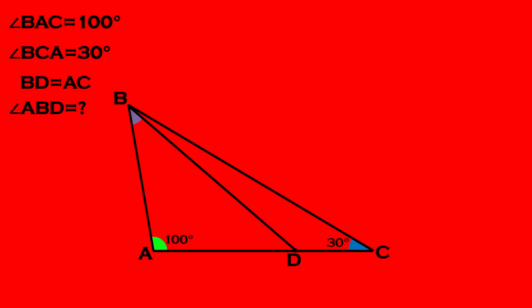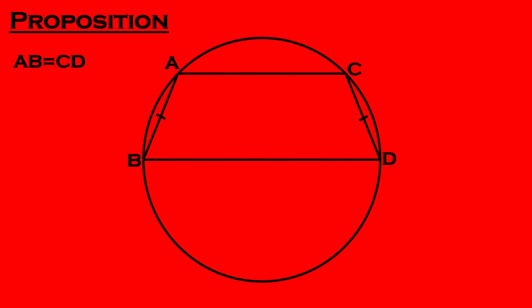So, before starting this problem, let's prove a quick proposition which we'll be using later in this video. Suppose we are given a circle with two equal chords AB and CD. We form line segments AC and BD, and the question is to prove that AC is parallel to BD.